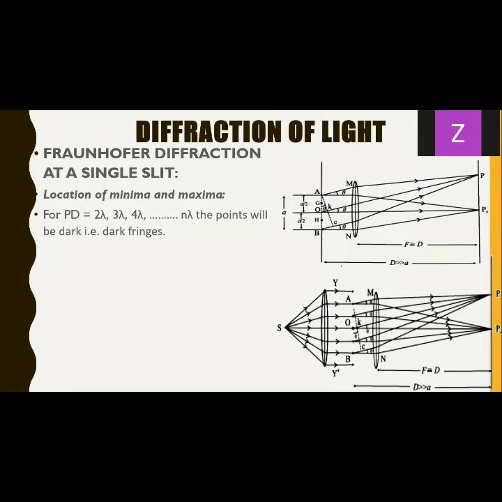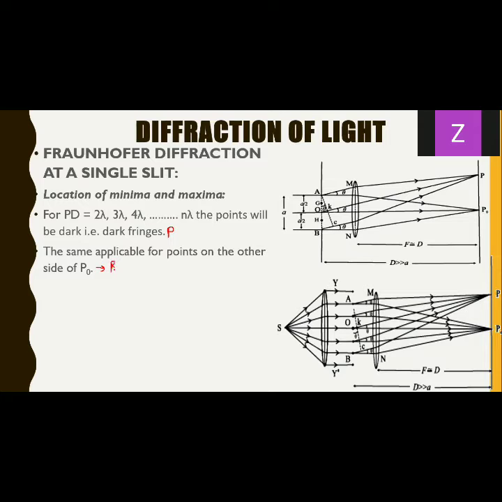So this is applicable for point P naught as well. वो भी हम लोग देखने वाले बाद में. So at points P, what we get? We get dark fringes, destructive interference, and at point P0, what we get? At point P0, we get bright fringes.